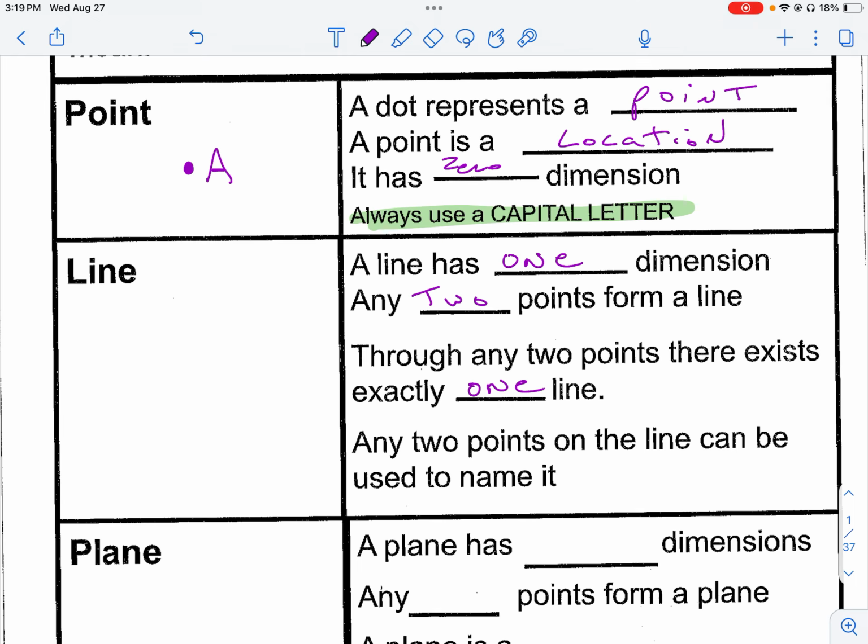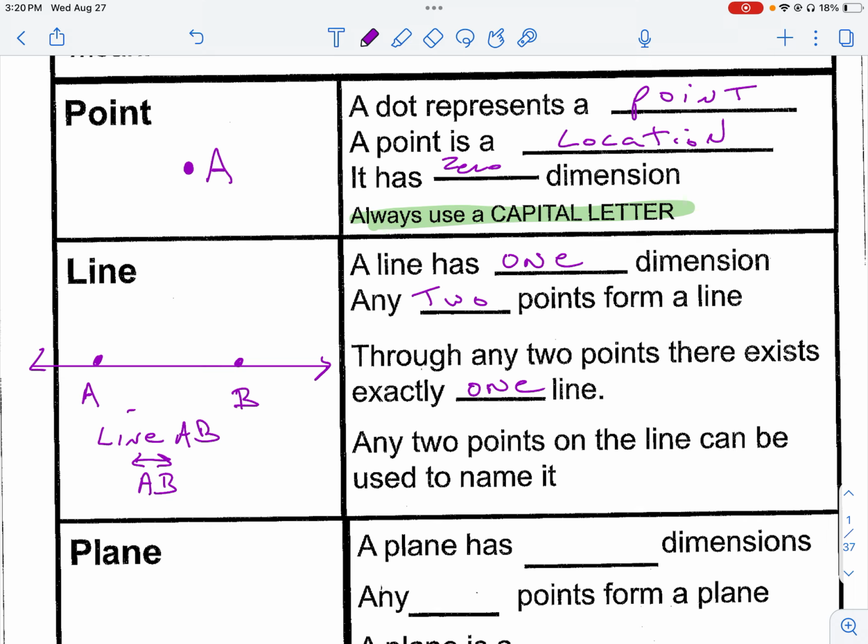And any 2 points on the line, we can use to name it, whether there's 2 points or there's 50 points. So let's bring our point A down and let's give them a partner, point B. And we'll connect them with a line, or exactly one line. And then we have line AB. Or when we write it, we can write AB and draw a line with the arrows over it.